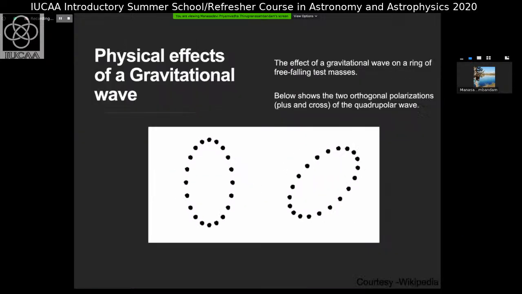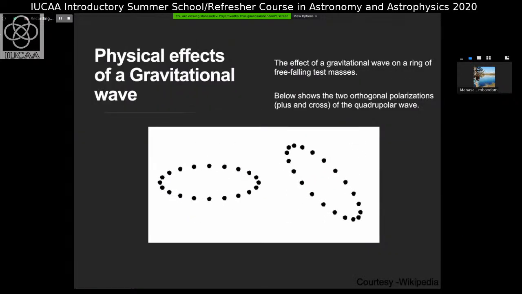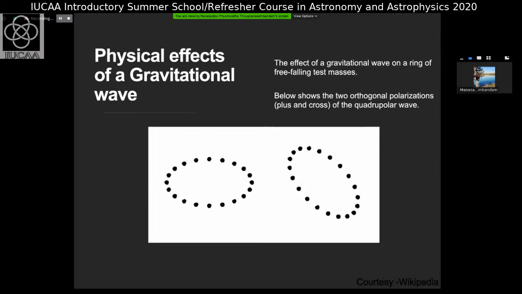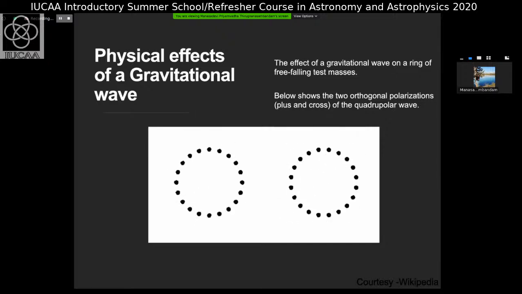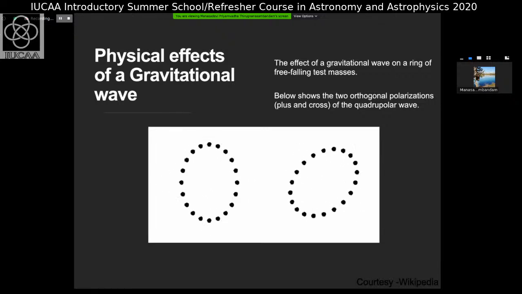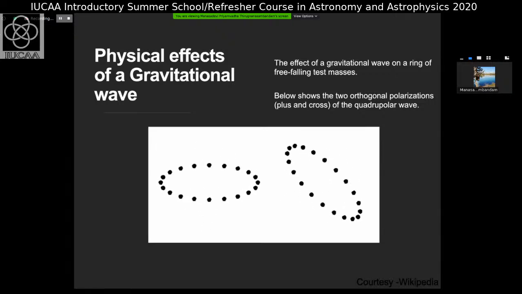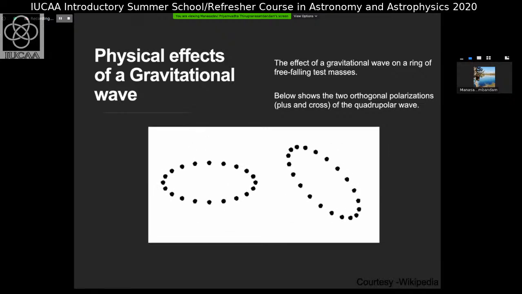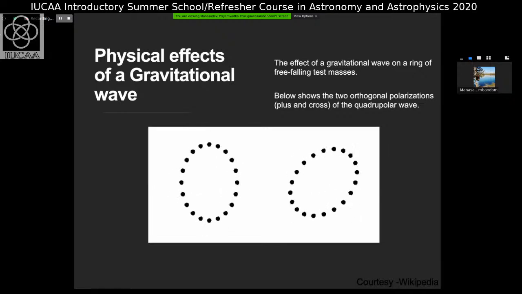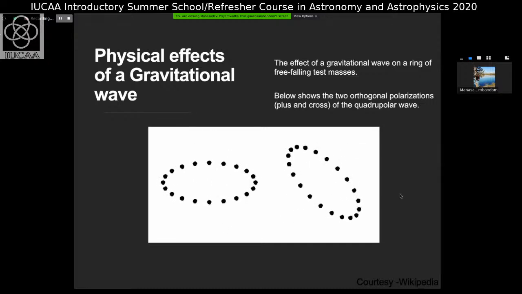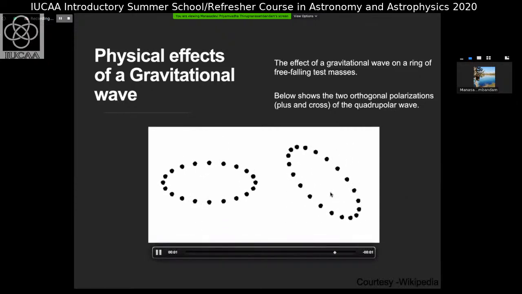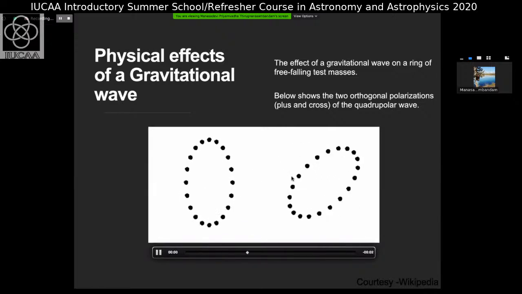So if we want to build a gravitational wave detector, it is important to know the physical effect of a gravitational wave. If we consider a ring of freely falling test masses, and a gravitational wave passes through, the ring would get stretched and squeezed as shown in this image, depending on the polarization of the gravitational wave that affects it. As you can see, one is a plus polarization and the other is a cross polarization. So this is how a gravitational wave would affect a freely falling test mass.